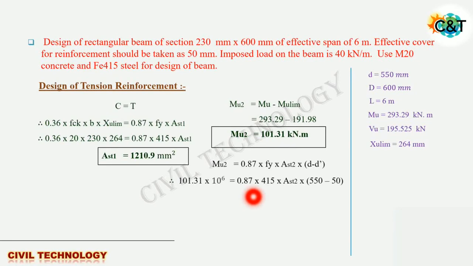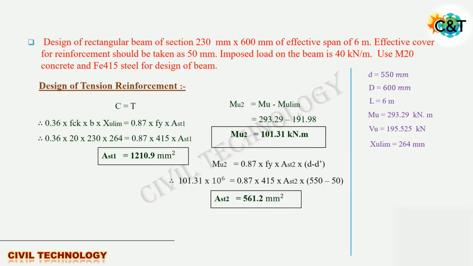just convert it into Newton mm, because all other values we put down here are in Newton mm. So 101.31 multiplied by 10 raised to 6 will be equal to 0.87 times 415 into AST2 multiplied by effective depth 550 minus effective cover 50. So you will get the AST2 value, that is 561.2 mm square.